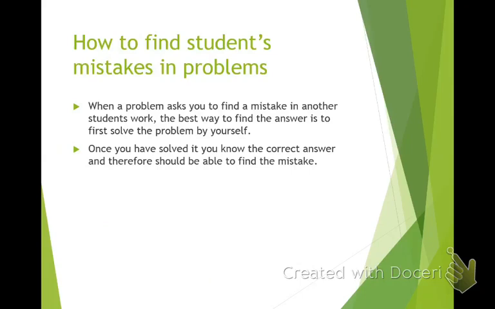And so what I would suggest, in order to help yourself find mistakes in other students' work, is to find the original equation and then solve it yourself and find out what your solution is, and then go back to their solution and try to compare your two answers to figure out where they made their mistake in their problem. So for example, I'm going to go ahead and write a problem up here, and I want you guys to try and find out where I made a mistake.